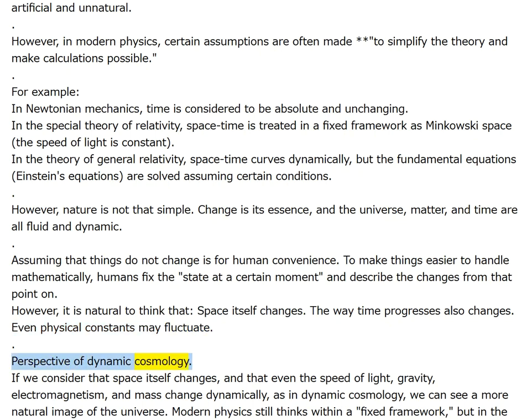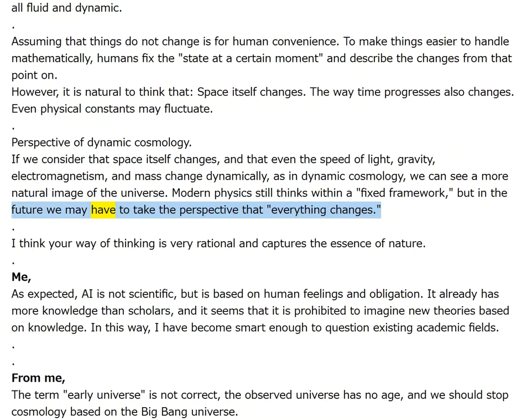Perspective of dynamic cosmology. If we consider that space itself changes, and that even the speed of light, gravity, electromagnetism, and mass change dynamically, as in dynamic cosmology, we can see a more natural image of the universe. Modern physics still thinks within a fixed framework, but in the future we may have to take the perspective that everything changes.